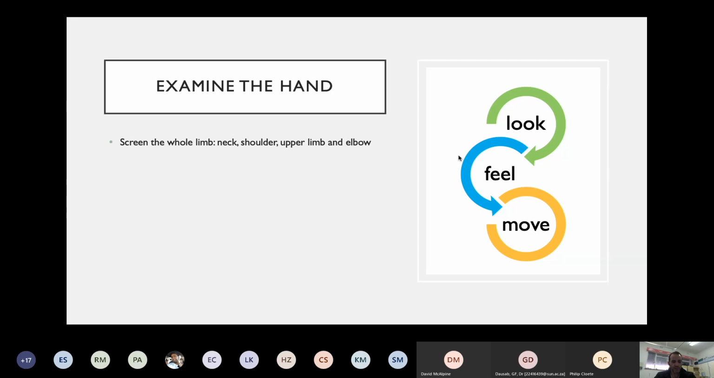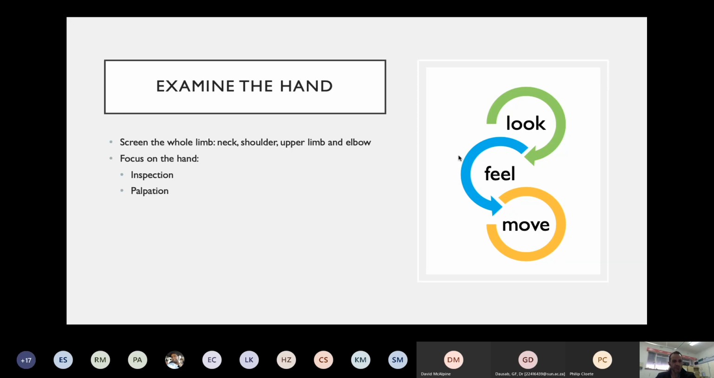Remember, the hand is not in isolation, shouldn't be examined in isolation. We need to screen the whole limb, starting from the neck, moving to the shoulder, the upper limb, and the elbow. You don't need to do a full examination of the shoulder, just basic, can you move your shoulder, is there any pain, and move on towards the hand. That's where we want to focus most of our attention.